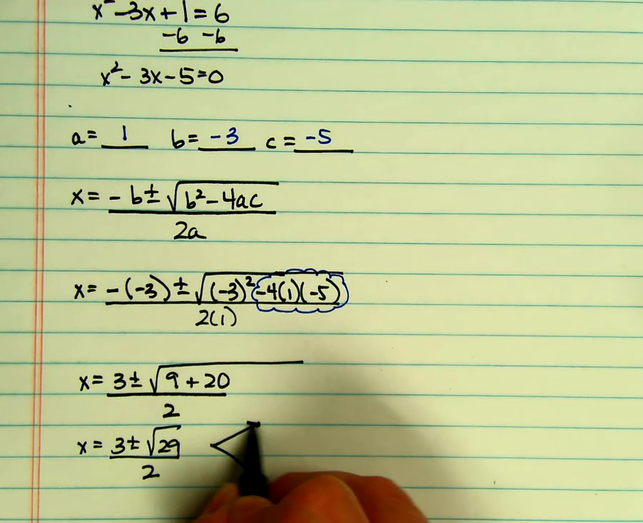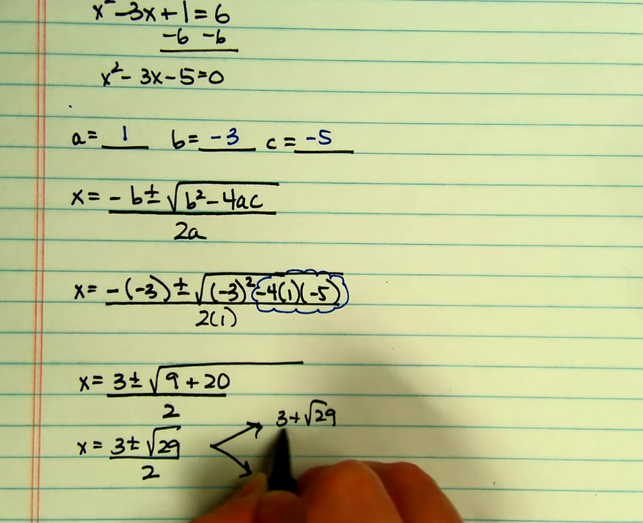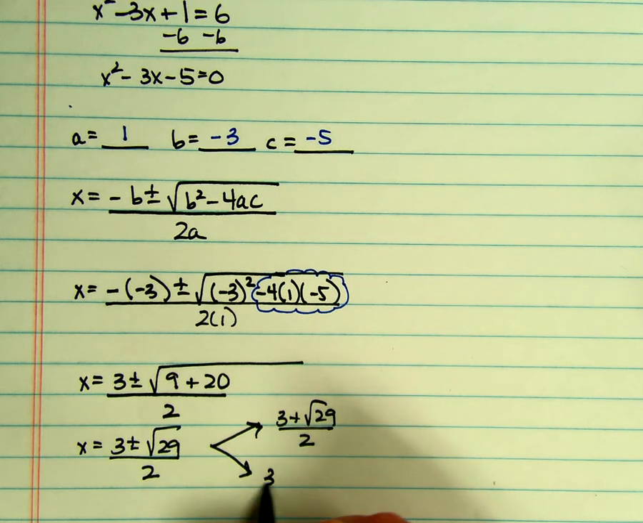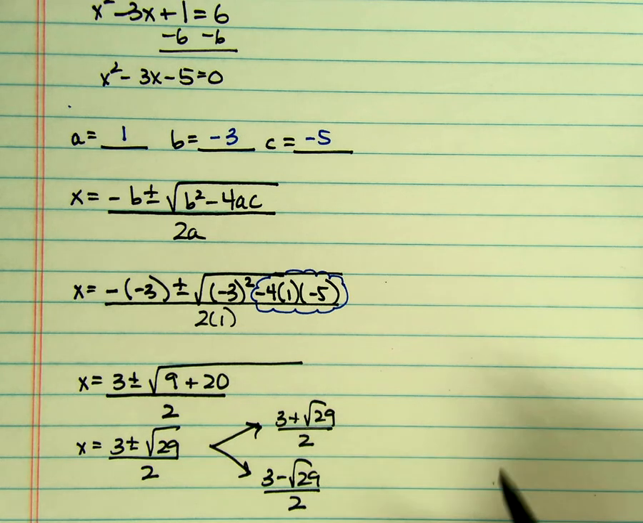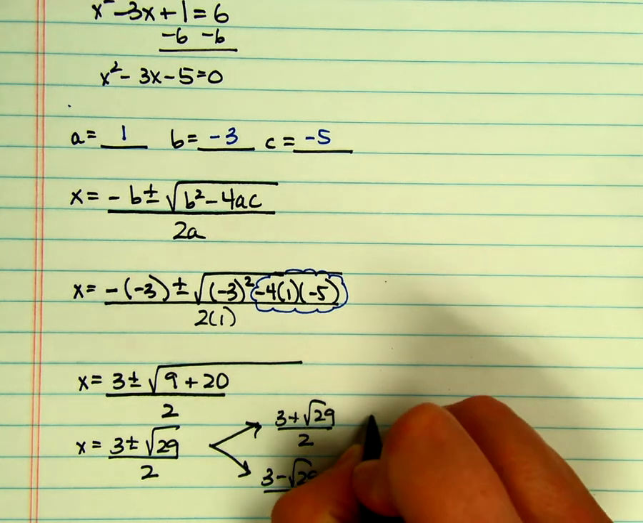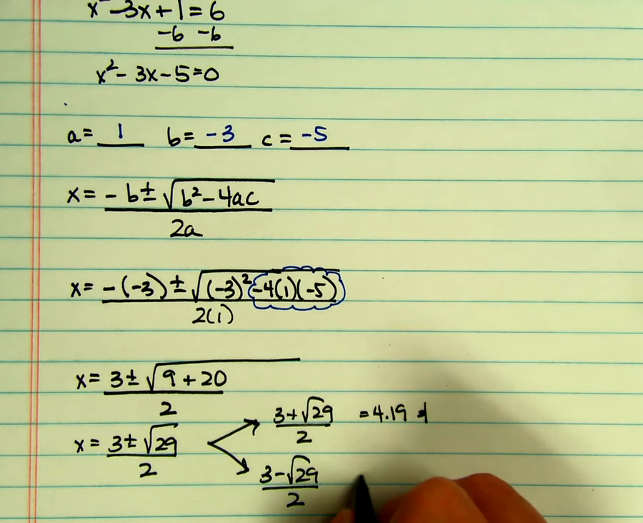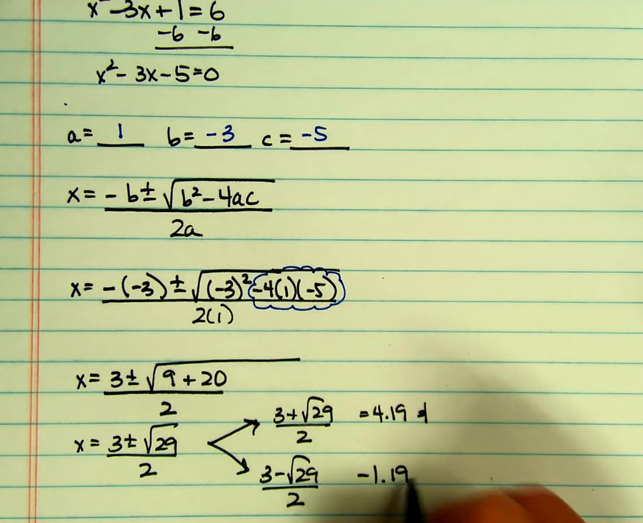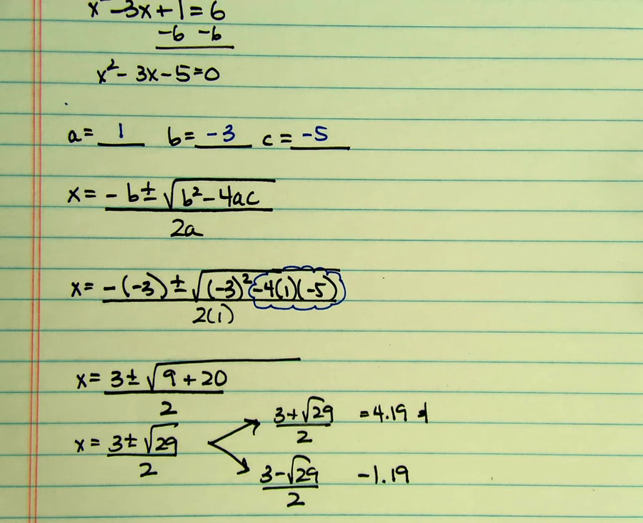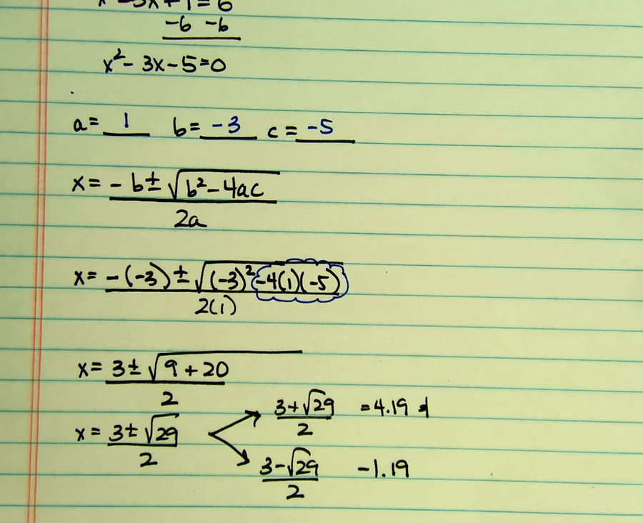This is where you split it up. 3 plus the square root of 29 divided by 2, and 3 minus the square root of 29 divided by 2. Plug those into your calculator, and you are going to get 4.19 and negative 1.19. Okay, and so again, quadratic formula. We'll work on this in class, and you will know how to sing it.